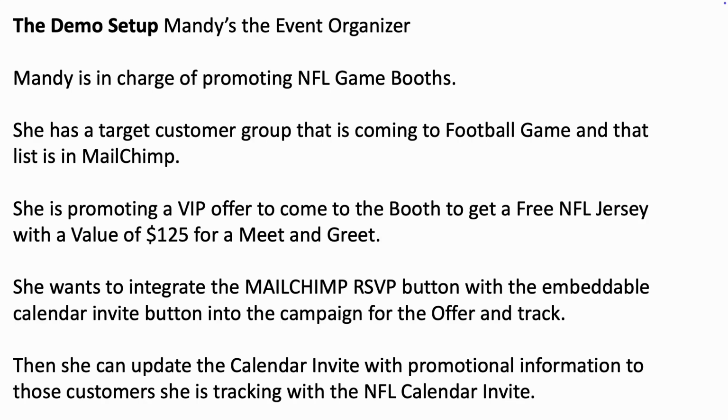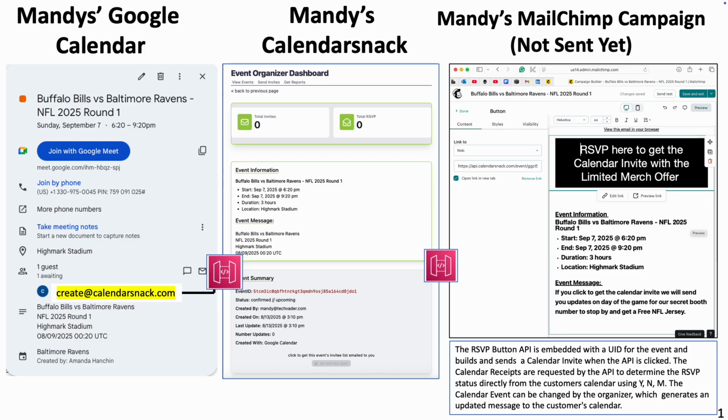So in this case here, she's just going to send out a generic message, kind of a surprise message. If you click the calendar invite button in the MailChimp campaign and get it on your calendar, she's going to update it with the content specifically for the VIPs, and she's going to monitor that. So how she does that is she sets and stages her calendar information here. She sends it to the Calendarsnack service. We ingest that data. That's a set of APIs.